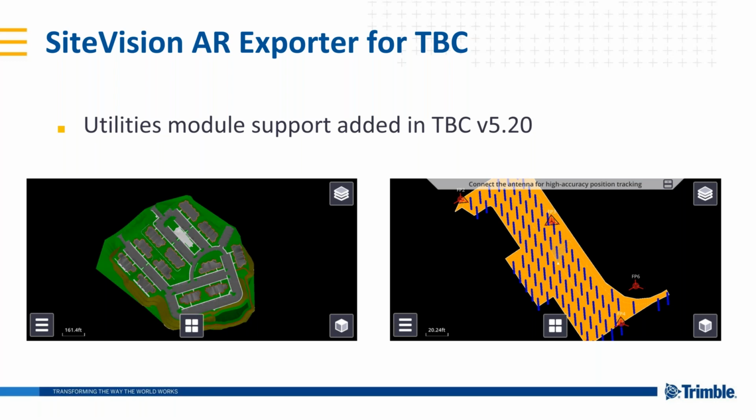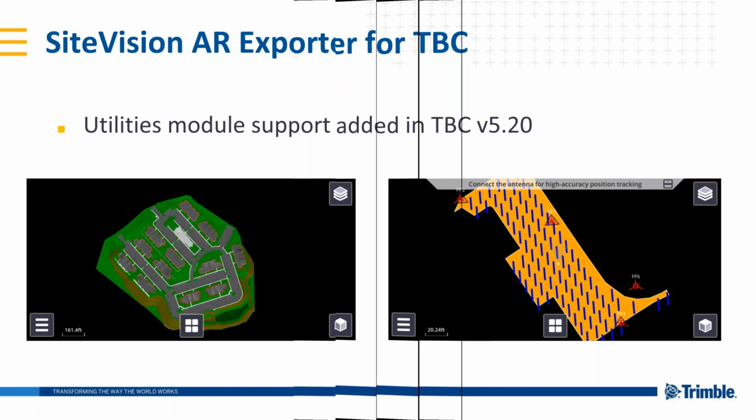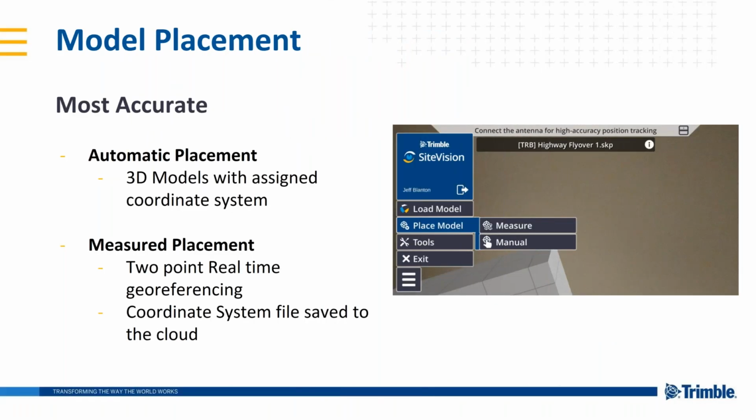And using the AR exporter, it will export out three files: your JXL or a CAL file, depending on the data set, which one it exports out, a TRB file and the VCL file. So it adds a coordinate system, and what that does is it allows you to automatically place your model in the field. So that's a good segue to this.